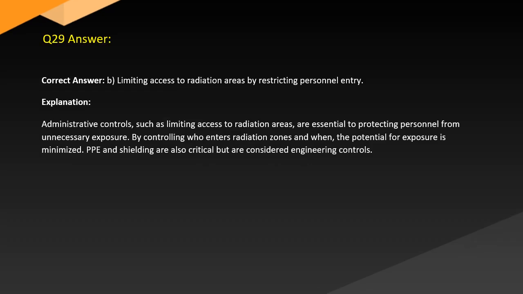Answer. Correct answer. B. Limiting access to radiation areas by restricting personnel entry. Explanation. Administrative controls, such as limiting access to radiation areas, are essential to protecting personnel from unnecessary exposure by controlling who enters radiation zones and when the potential for exposure is minimized. PPE and shielding are also critical but are considered engineering controls.